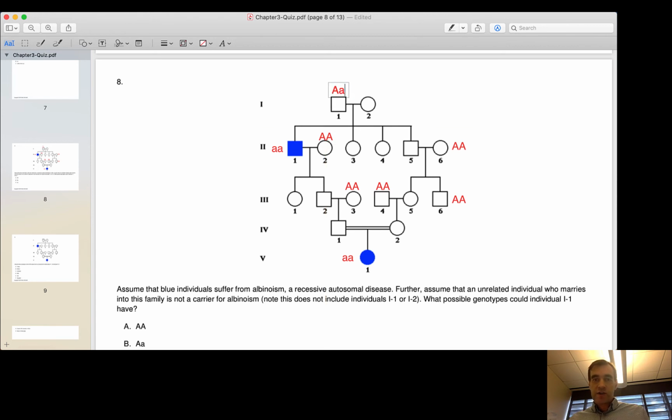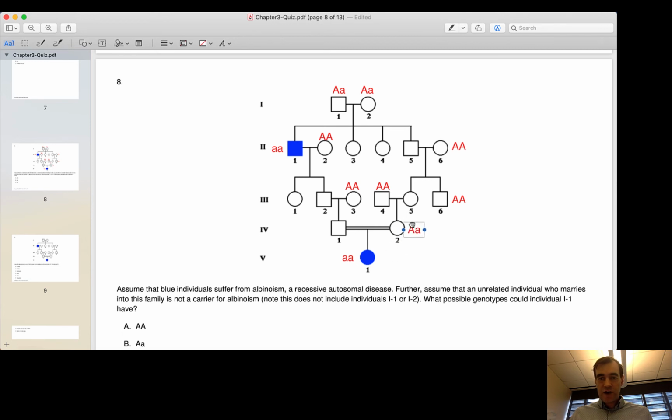So we can also, for example, fill out these individuals. And so they both must be carriers because in order for an individual to have a homozygous recessive disease or trait, the parents either have to have that disease or trait, or they have to be carriers. And since these two individuals don't have albinism, we know they must be carriers. And so we can do the same thing down here for these two individuals.